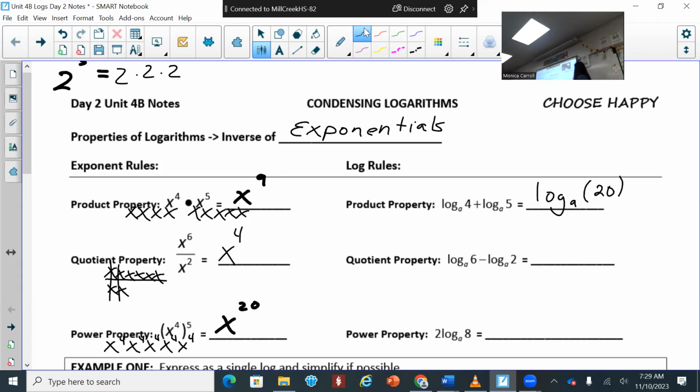So what do you think is going to happen with the quotient property? If I'm subtracting two logs, what do you think I'm going to do with the numbers? Good, divide them. What is 6 divided by 2? Want to make yourself a note?